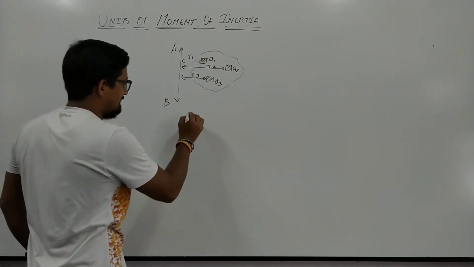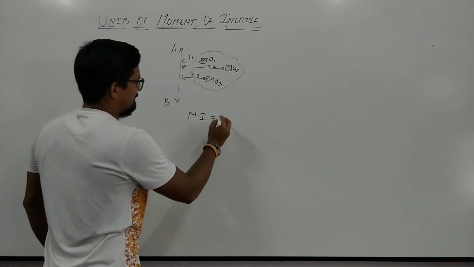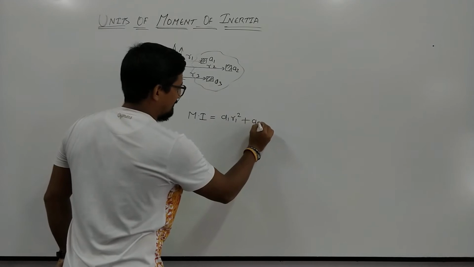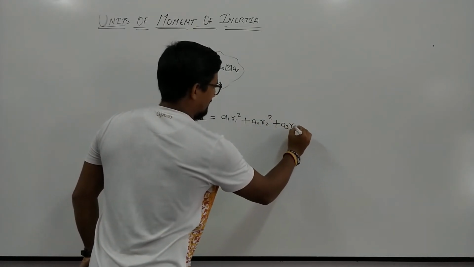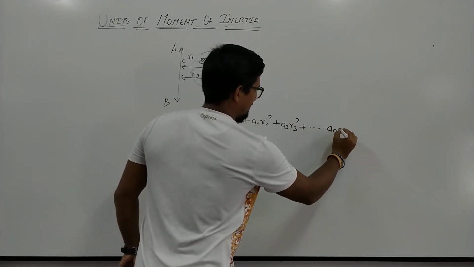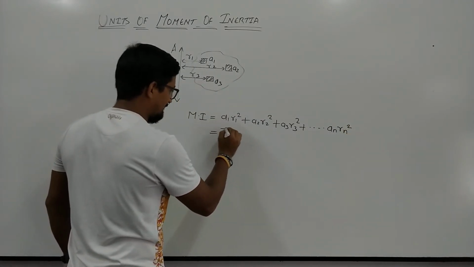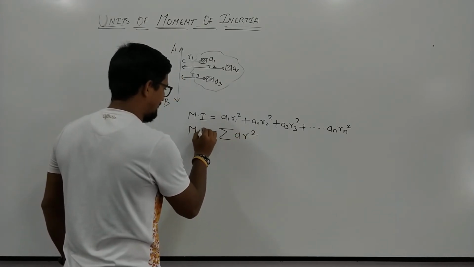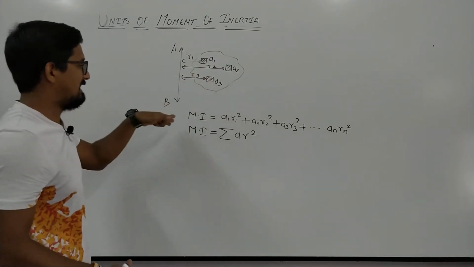So the moment of inertia will be equal to A1 R1 square plus A2 R2 square plus A3 R3 square plus An Rn square. If we take the summation, it will be the summation of A into R square. So this is the moment of inertia of this plane area about axis AB.